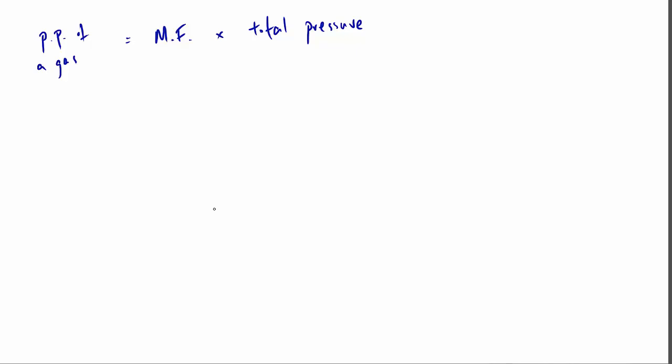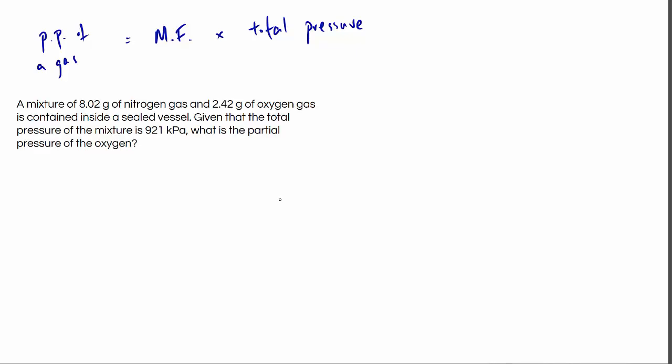And so a question you might get, a simple question, would look something like this. And I've just realised this isn't as simple of a question as I thought. Got some nice maths here, but it's good. A bit of maths is good for you. You are going to get loads more maths in the A level, so you might as well get used to it. So here we've got a mixture of 8.02 grams of nitrogen gas and 2.42 grams of oxygen gas is contained inside a sealed vessel. Given the total pressure of the mixture is 921 kilopascals, what is the partial pressure of the oxygen?